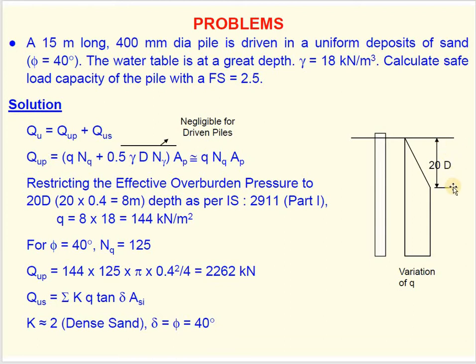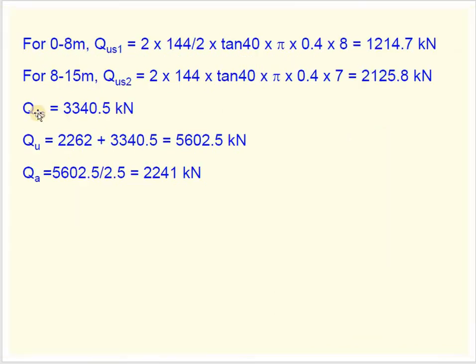For this 8 meter depth, you have to take the average value of the effective overburden. That is, 144 by 2 you have to consider instead of 144, because you see the triangular variation here. So you can't consider 144 for the entire depth. Just go for the average value, that is half of that value, 144 by 2. And after 8 meter till 15 meter or even below, the effective overburden will be the same, that is 144 itself. So you have to calculate it in two parts.